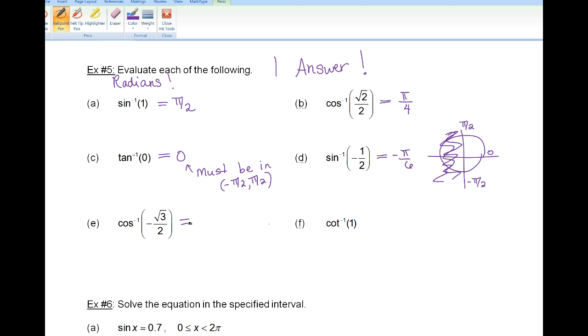Okay, cosine inverse of negative root 3 over 2. Don't say it out loud. Let's all take 45 seconds to think. Write it down. I'll see if you guys got it.